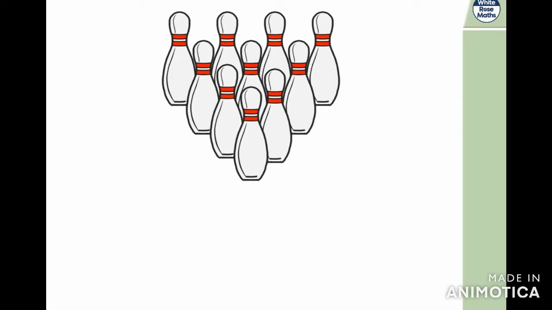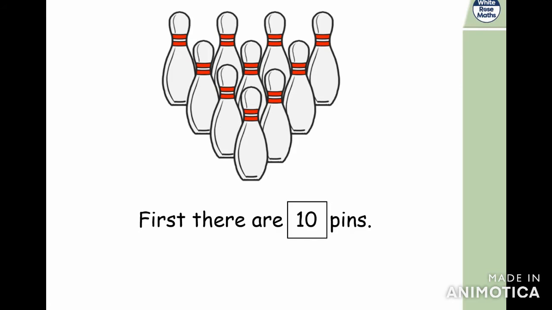Have you ever been bowling? 10-pin bowling? The pins are arranged like this. 1 at the front, plus 2, plus 3, plus 4. Altogether, there are 10. We are going to use the language first. First, there are 10 pins.